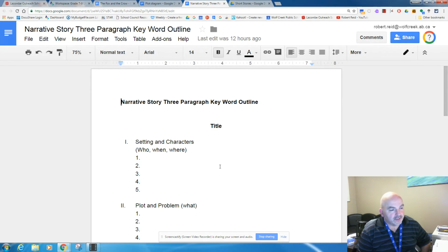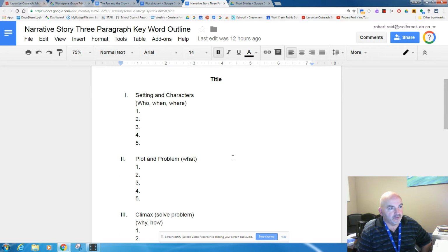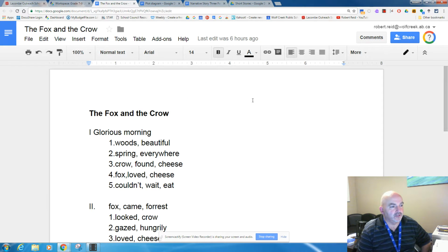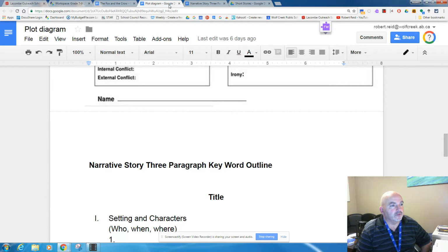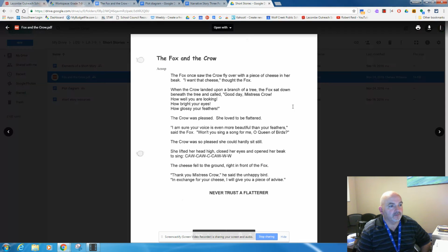So we use this to take the notes from a story such as The Fox and the Crow. Oops, sorry, everybody. It's lost there for a second. Here it is. The Fox and the Crow. So we've read this together. Let's read it once more.